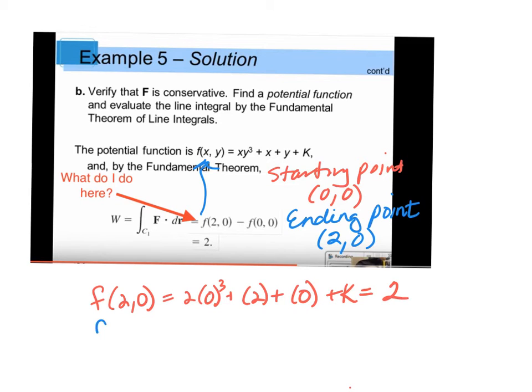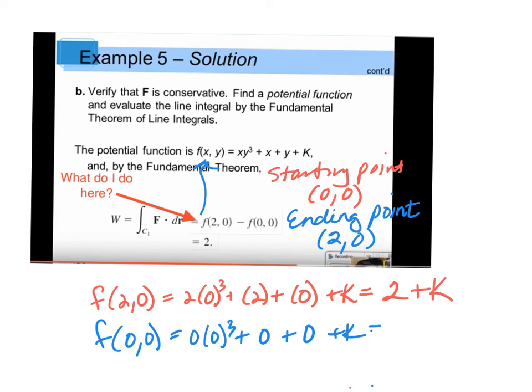And f of (0, 0), evaluating the potential function at the ending point, is found by plugging in, I'm sorry, I did that backwards. Sorry, f of (2, 0) is evaluating the function at the endpoint, and f of (0, 0) is evaluating the function at the starting point, plugging in 0 for x and 0 for y in that potential function. Actually, that first one should be 2 plus k, and then this one is k.